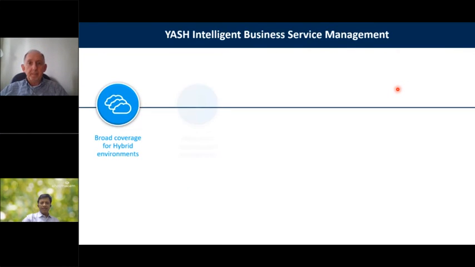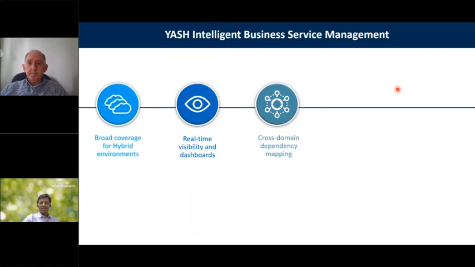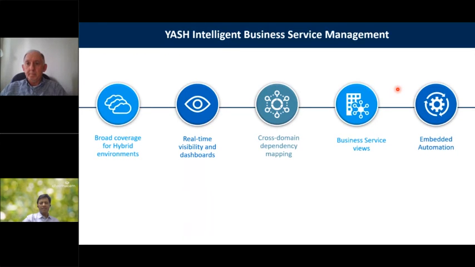So in a nutshell: broad coverage for hybrid environments, real-time visibility and dashboards, cross-domain dependency mapping at the business service view, and the embedded automation. So these are some of the features which you get as part of the services.